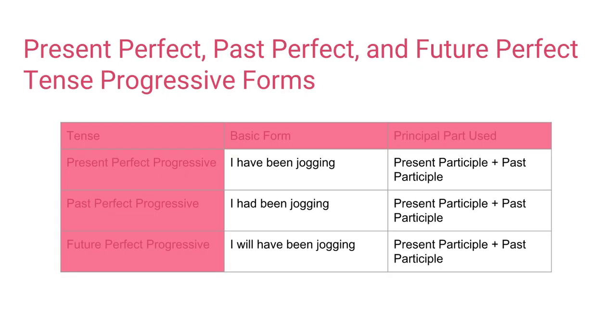And just an overview of our present perfect, past perfect, and future perfect progressive forms. Your present perfect progressive is formed with your present participle plus your past participle. So it looks like I have been jogging. We see the return of have, we add in be, and then we use the present participle ing. Past perfect progressive returns with had, I had been jogging, and future perfect, I will have been jogging. We see that will have helping verb come back, but we've added be and the present participle.